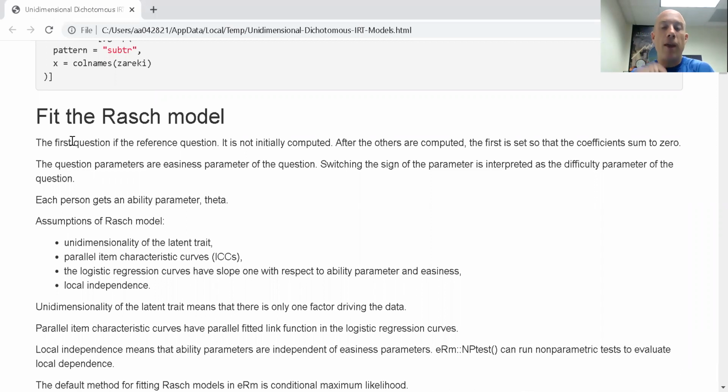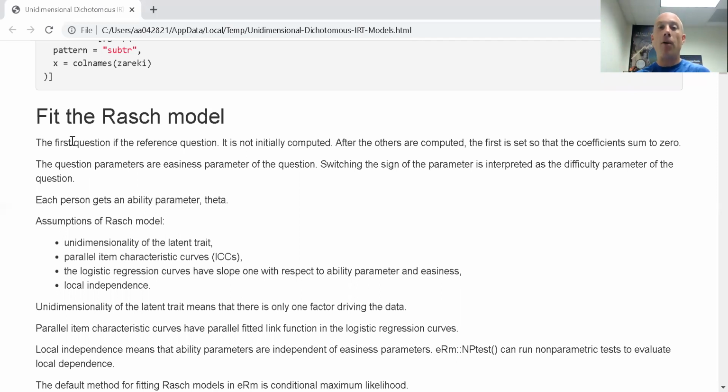Okay, something about the Rasch model. If I look under the hood at how things are actually computed, the difficulty of the first question is not actually computed on the first run. That's treated as a reference level, and then the easiness parameters for the other questions are computed. After all those are done, because the first one is a reference, we say we want all the coefficients to add up to 0. So we go back and set the difficulty parameter of the first question as whatever it would take to add up to 0.